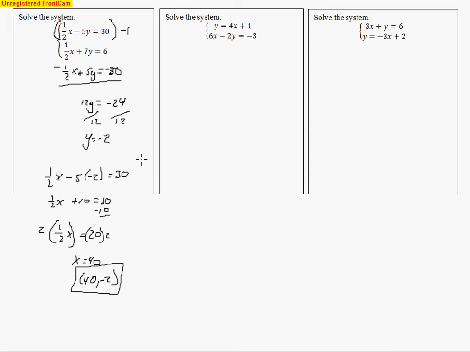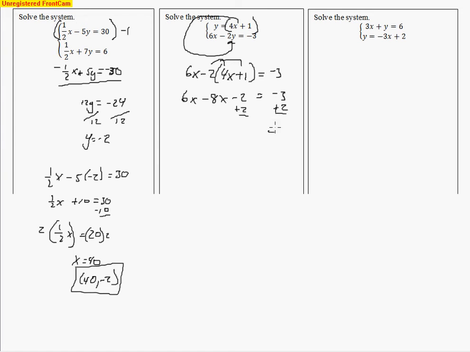So moving on to the next one, I use substitution on this one. y is by itself, so I'm going to plug this expression in for y. So I've got 6x minus 2, and then I've got to double what y is. The 4x plus 1 is what y is, equals negative 3. I distribute, left with 6x minus 8x minus 2 equals negative 3. So I end up adding 2 to both sides, and I get negative 1 equals negative 2x. So when I go ahead and divide by 2, I've got the answer. So it's going to end up being negative 1/2 is the value of x.